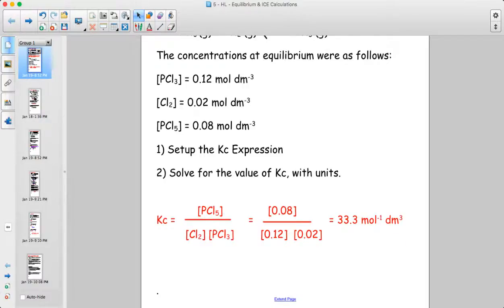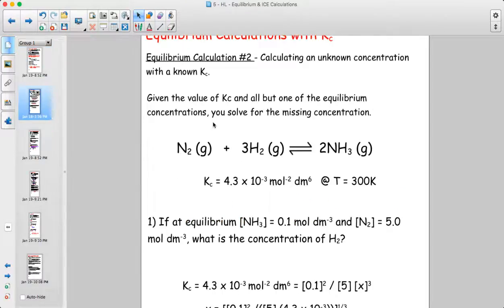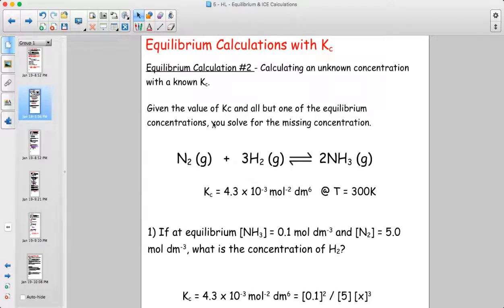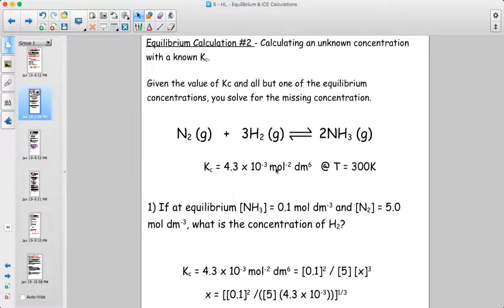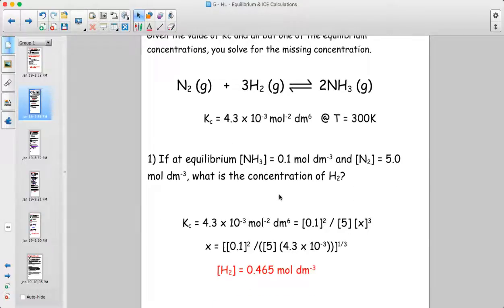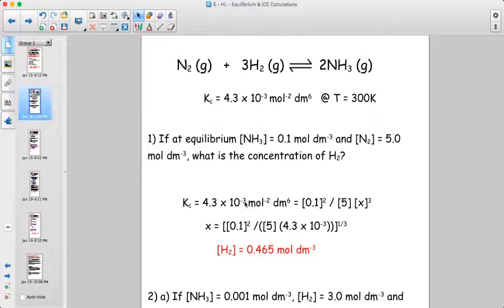You obviously have to solve for the units, which we've gone over previously, so I'm going to skip past it for now. The second type of calculation is also pretty much just plug and chug. If you've got the Kc value, and you set up the Kc expression, then you're just solving for x. You're solving for an unknown. So in this case, they've asked you to solve for the H2 concentration given Kc, NH3, and N2.